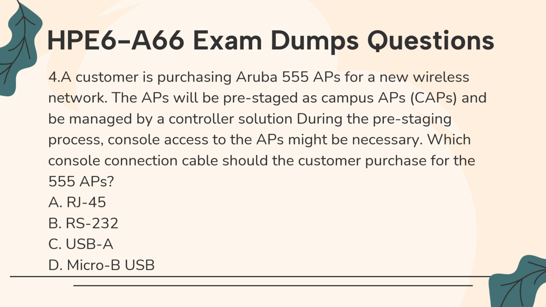4. A customer is purchasing Aruba 555 APs for a new wireless network. The APs will be pre-staged as campus APs, CAPs, and be managed by a controller solution during the pre-staging process. Console access to the APs might be necessary. Which console connection cable should the customer purchase for the 555 APs? A. RJ45, B. RS232, C. USB-A, D. Micro-B USB.